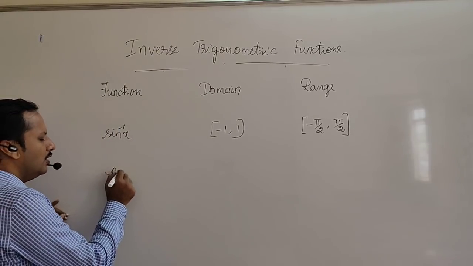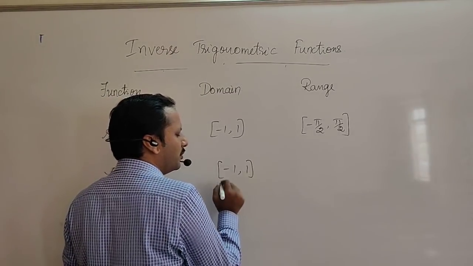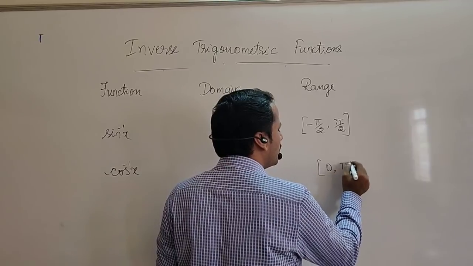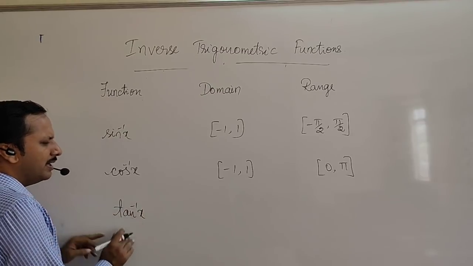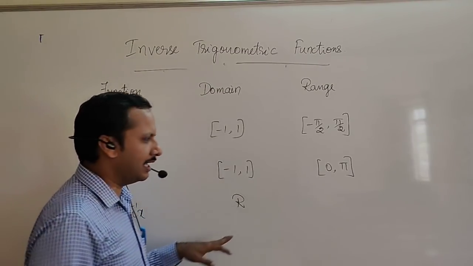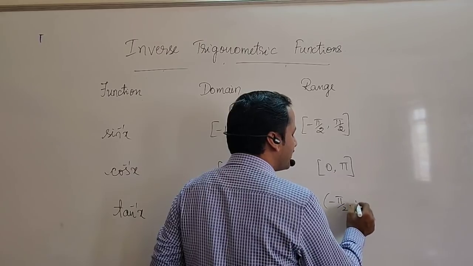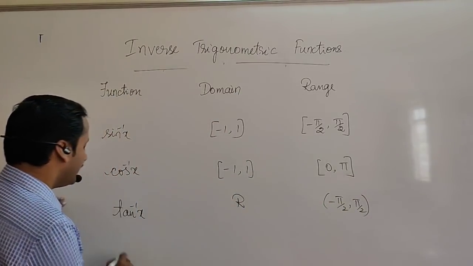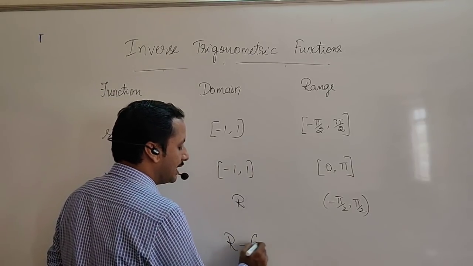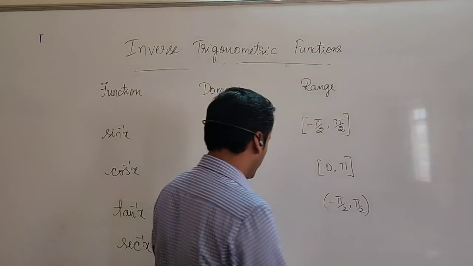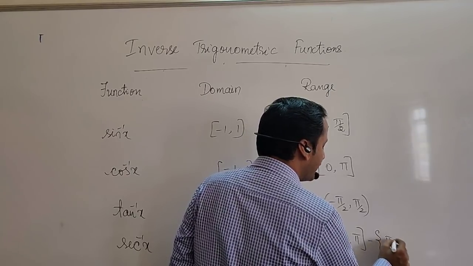And then the domain of cos inverse x. Cos inverse x, its domain is the same, -1 to 1, and the range is 0 to pi. Tan inverse x. The domain of tan inverse x is set of all real numbers, and the range is open interval -pi by 2 to pi by 2. Then for secant inverse x, the domain is set of all reals except the open interval -1 to 1, and the range is closed interval 0 to pi except pi by 2.